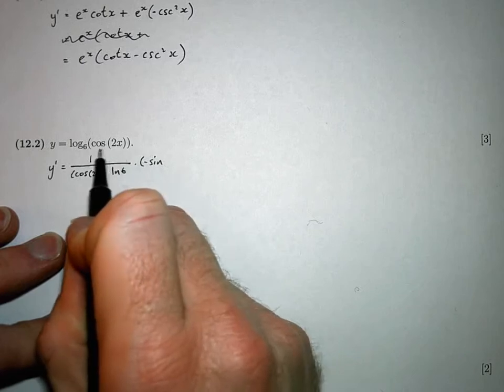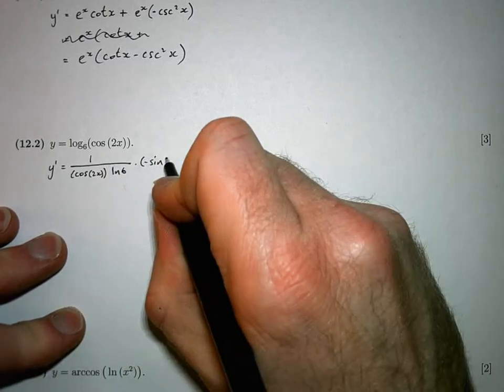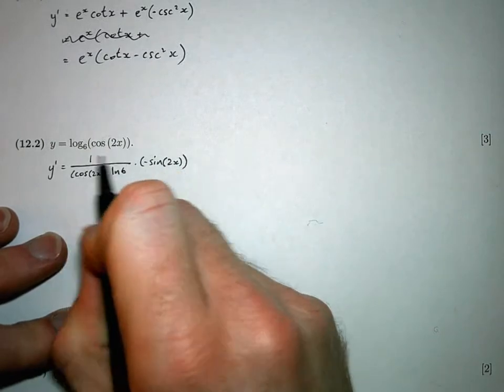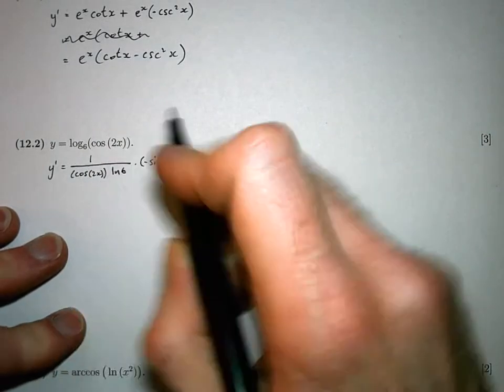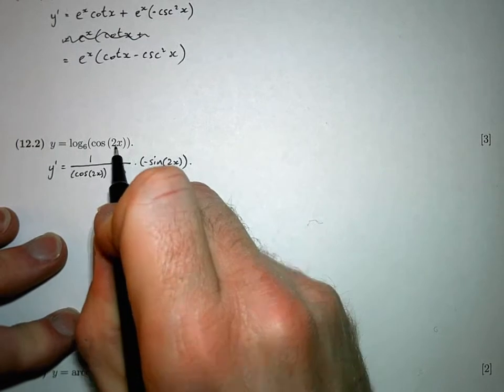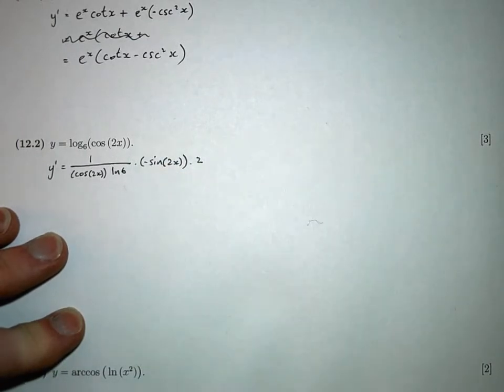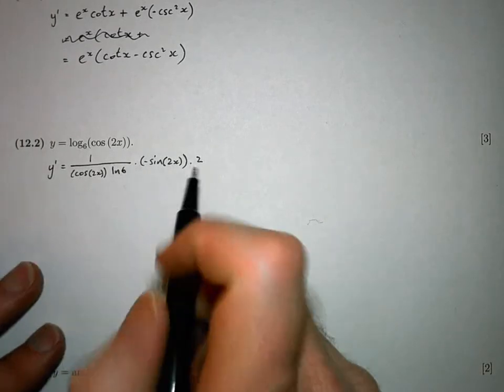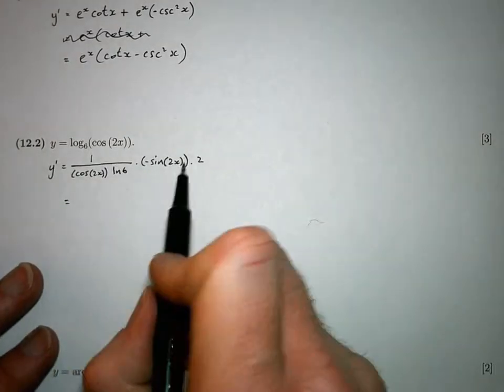So when we differentiate the outer function, we get minus sine of the inner function untouched, and only then, when we finish differentiating cos of something, can we multiply by the derivative of the something, and of course the derivative of 2x is just 2. Quite a lot going on here. Now we can simplify this.